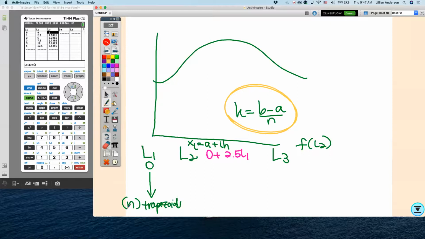Yeah. A is the upper bound, right? A is the lower bound. Oh. B is the upper bound.